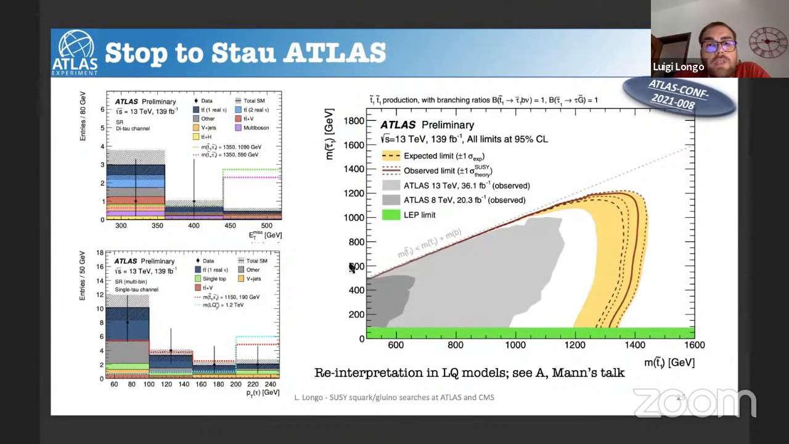There was also here, unfortunately, no significant excess, as you can see from the plots on the left, for the 2 signal regions, the di-tau on the top and the single tau at the bottom. And the analyzers have performed the counter-exclusion plot in the stop-stau mass plane. As you can see, there was an enhancement in the sensitivity with respect to the previous round of analysis. This analysis was also reinterpreted in the leptoquark models, and this was shown last month by Alexander Mas.